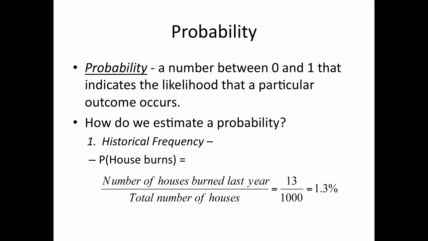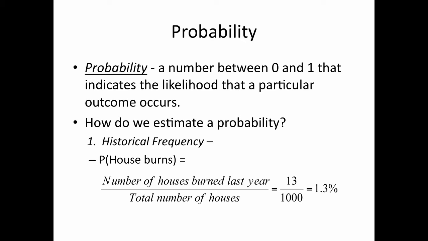But those probability estimates and the numbers that we use to measure probability don't just come down from the heavens like rain. We actually have to estimate those probabilities. And there are two basic ways that we estimate probabilities. One is based on historical frequency. And this is just a count of the number of times that an event occurs divided by the number of times it might occur.